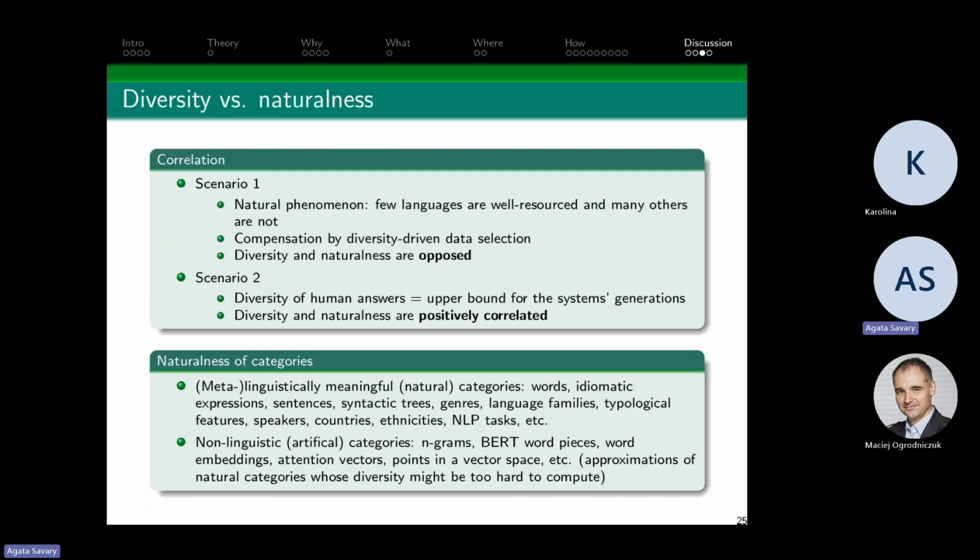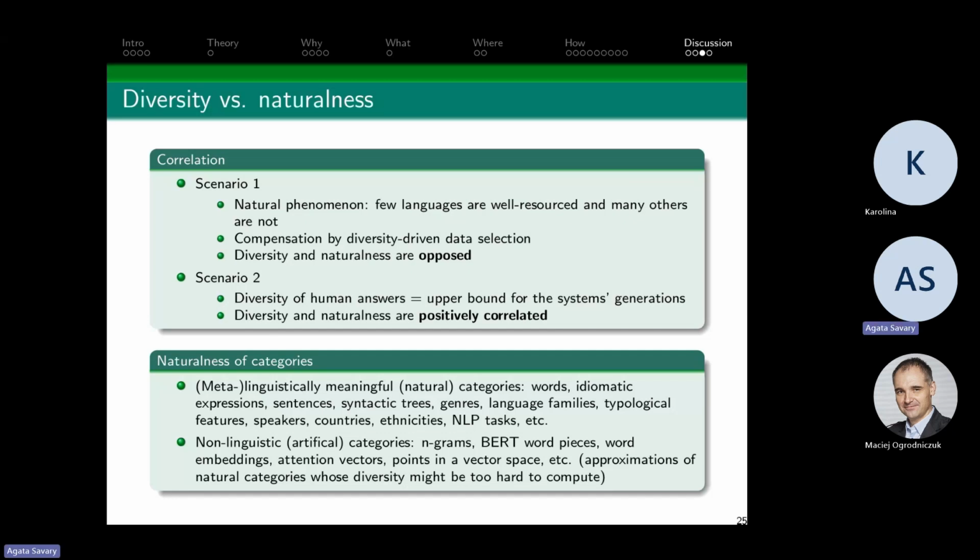In scenario one, the one that I explained with data set collection, it looks like naturalness and diversity are opposed, because arguably that one language dominates is a kind of natural process in the sense of, you know, the strongest, the best, right? And now we create this data set in such a way that we balance this dominance. So we go against this naturalness, right?